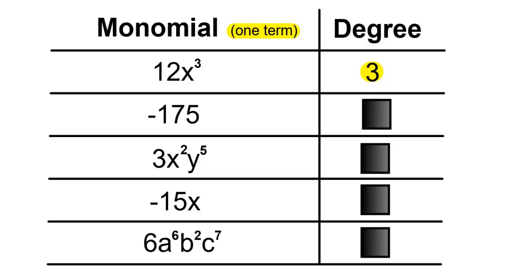For negative 175, remember that a constant is a number without a variable. Since negative 175 does not have a variable, it is a constant. Constants have a degree of 0, so negative 175 has a degree of 0.